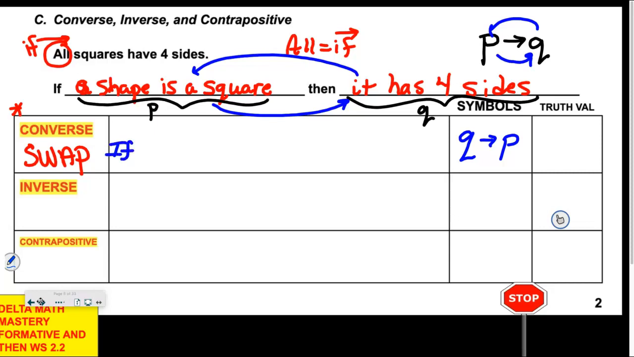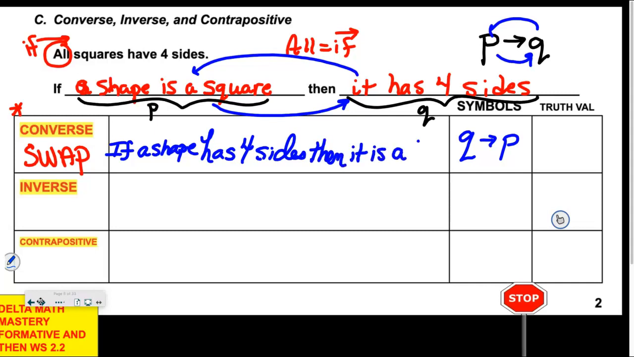I would say if, again a shape, but now I'm going to swap my if and the then. So I'm going to say if a shape has 4 sides, again feel free to pause if I'm writing too fast, then it is a square. Just switch or swap. I like to call it the swapper. Then it is a square. Let me fix my E and get a period on there.